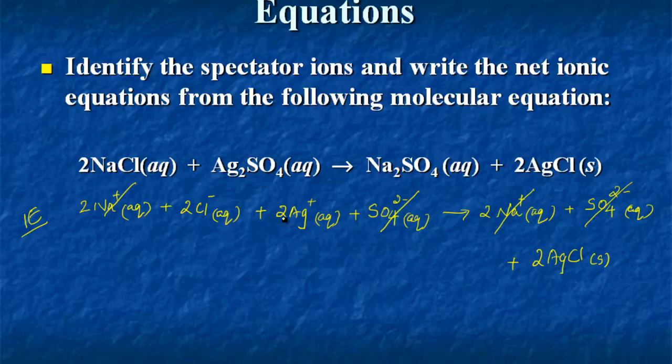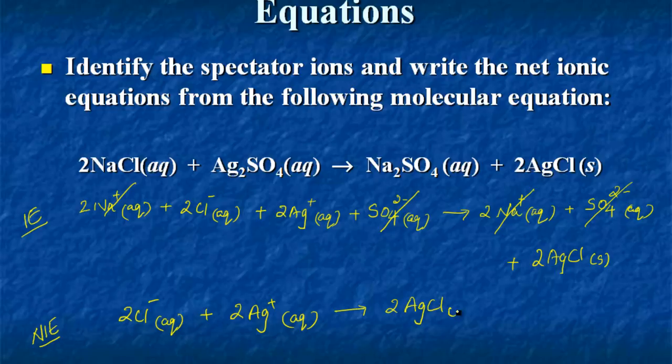Note that here it is 2 Ag plus, here it is AgCl solid, they are not the same. Again 2 Cl minus. This is not Cl minus ions here, it is combined together, right? Okay, so what is your net ionic equation? 2 Cl minus aq plus 2 Ag plus aq forming 2 AgCl solid. That is your net ionic equation. Question so far?